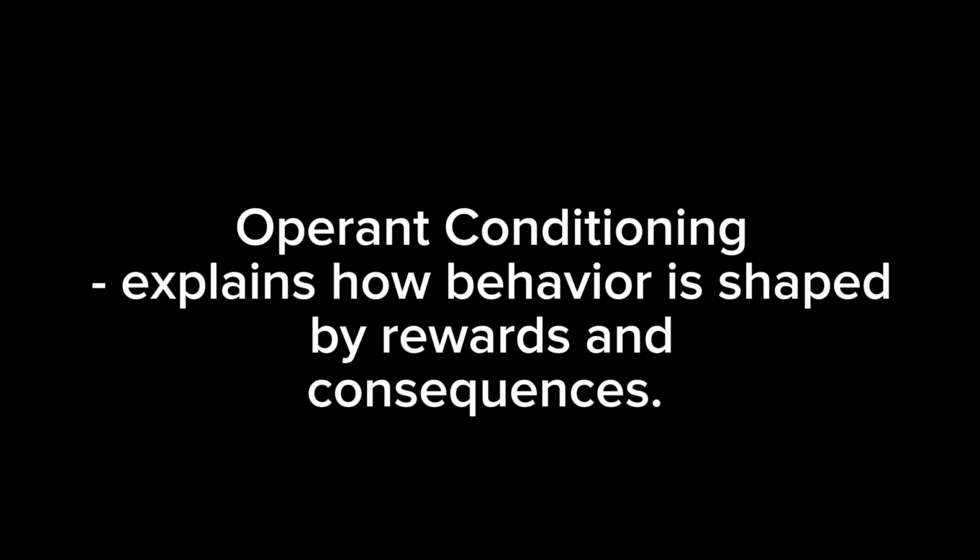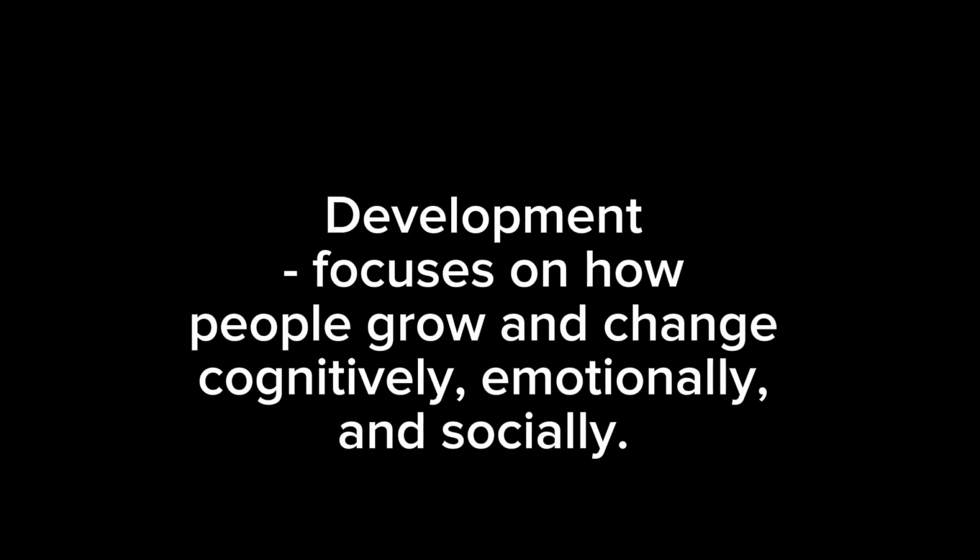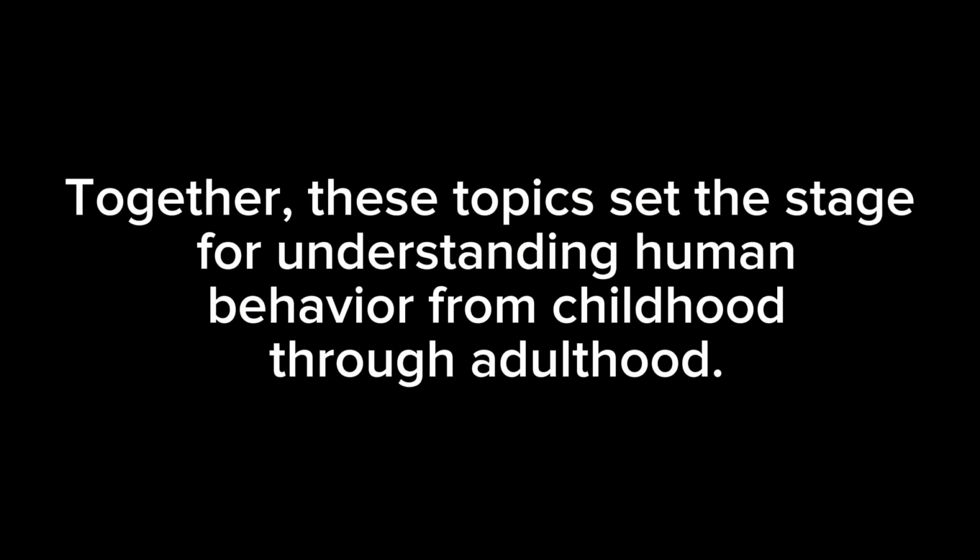To recap, General Psychology 101 introduces three foundational topics: operant conditioning, which explains how behavior is shaped by rewards and consequences; personality, which explores the traits, thoughts, and patterns that make people unique and influence how we interact; and development, which focuses on how people grow and change cognitively, emotionally, and socially. Combined, these topics set the stage for understanding human behavior from childhood all the way through adulthood.